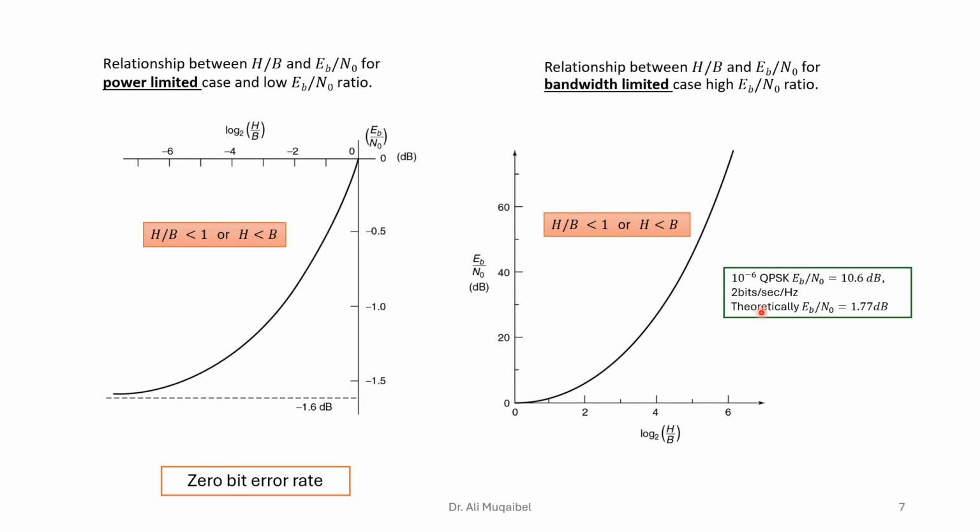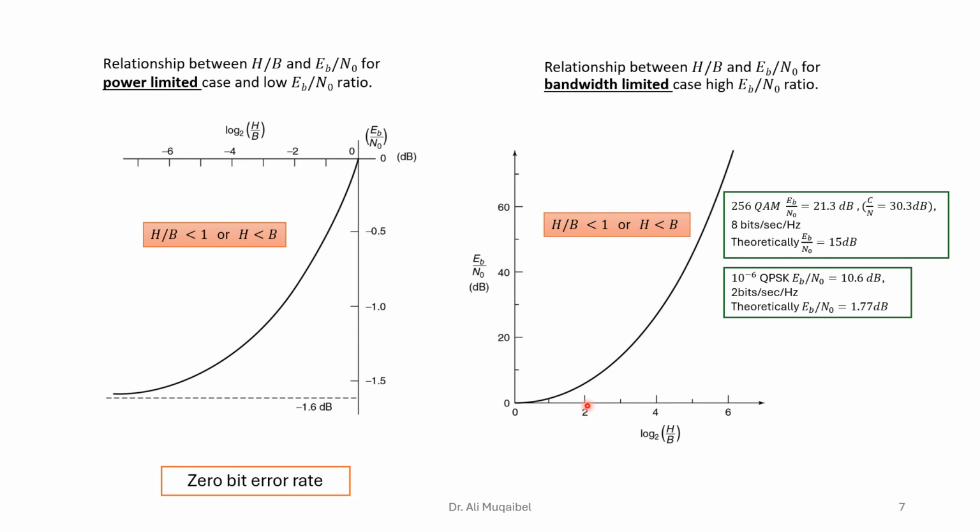You know here that, as some examples, for QPSK with error probability of 10 raised to the power minus 6, the required EB over N naught is 10.7 dB. And we are transmitting 2 bits per second per hertz. So we are here.